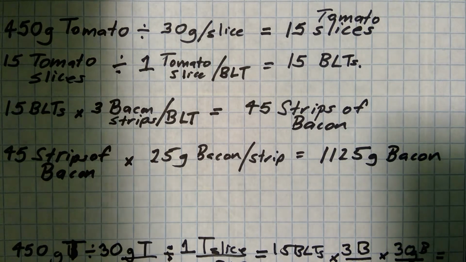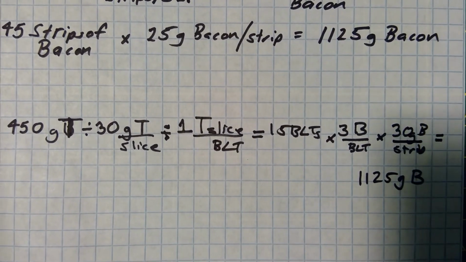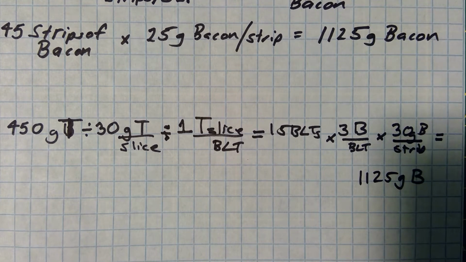If you did it all together, instead of one step at a time, it would basically look like this. 450 grams of tomato divided by 30 grams of tomato per slice, divided by 1 tomato slice per BLT. That would give you the 15 BLTs. 15 BLTs, times 3 pieces of bacon per BLT, times 25 grams of bacon per strip of bacon, would ultimately give you 1125. So whether you stop at each individual step and get an answer, or just run it all together, you end up at the same spot.